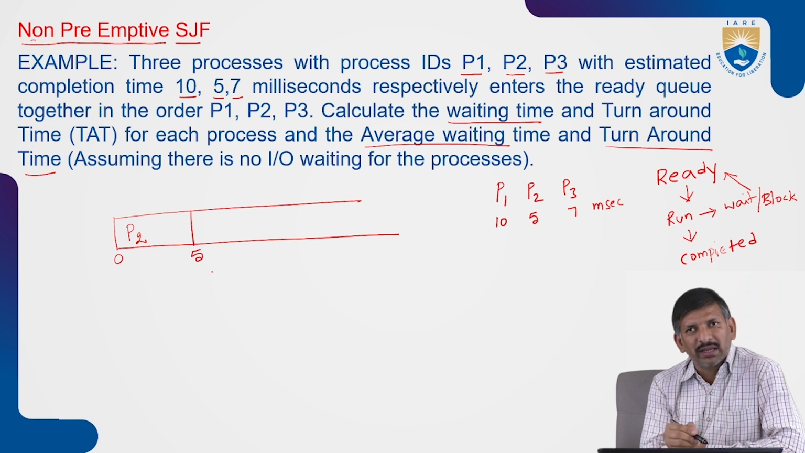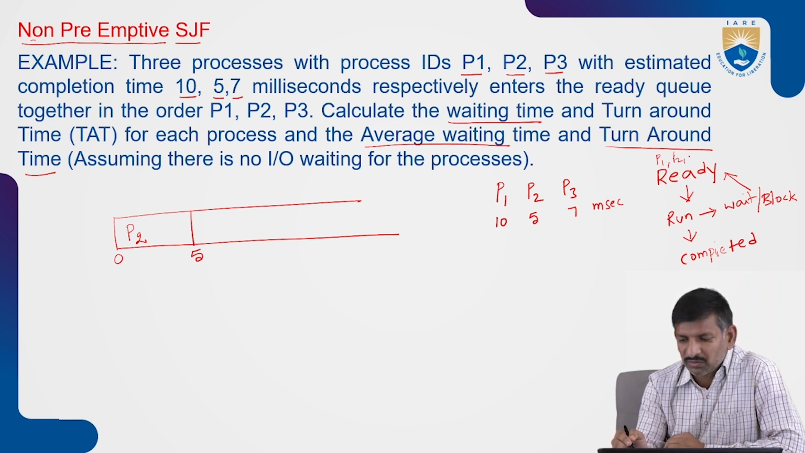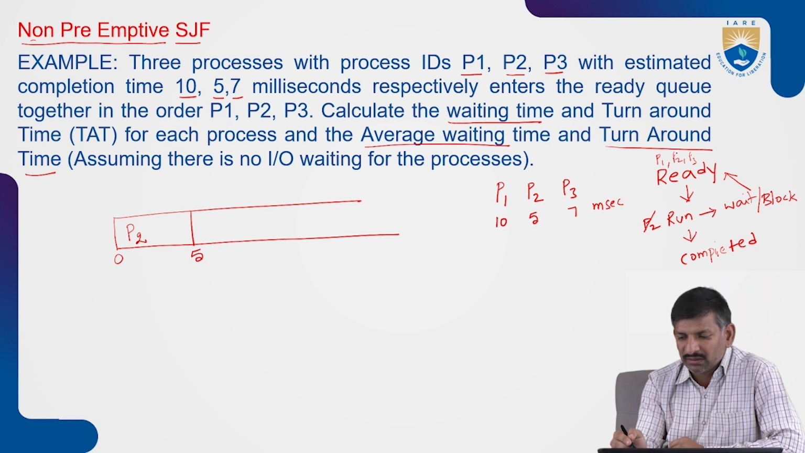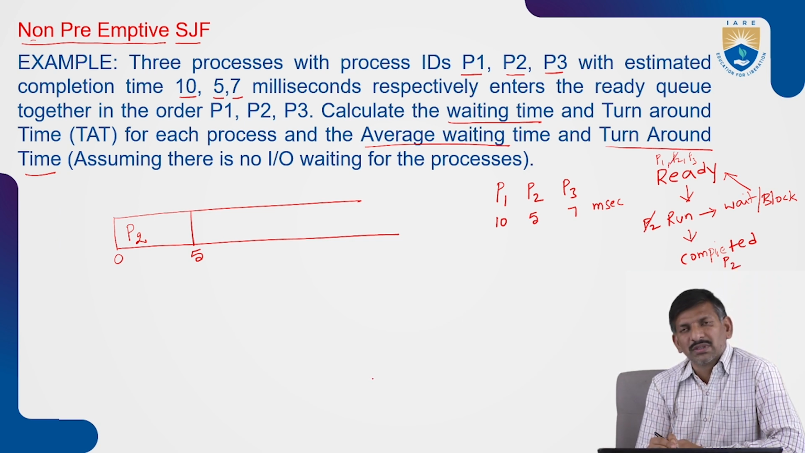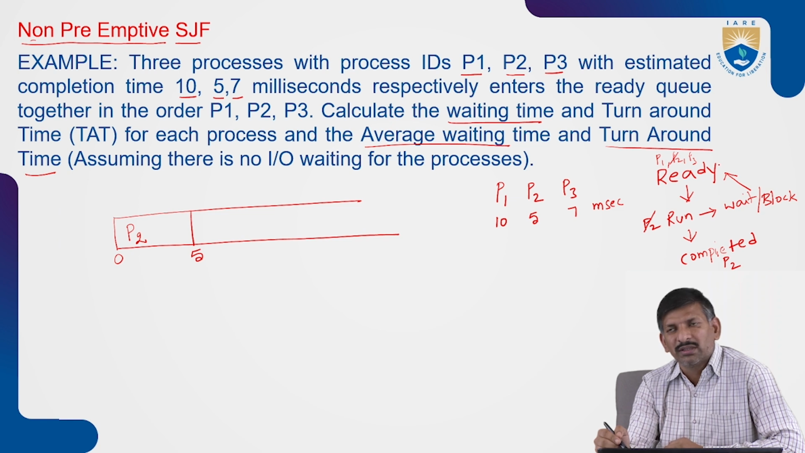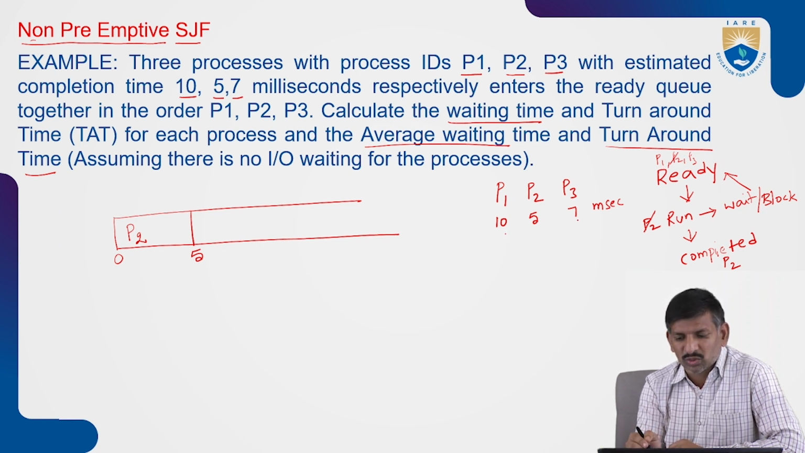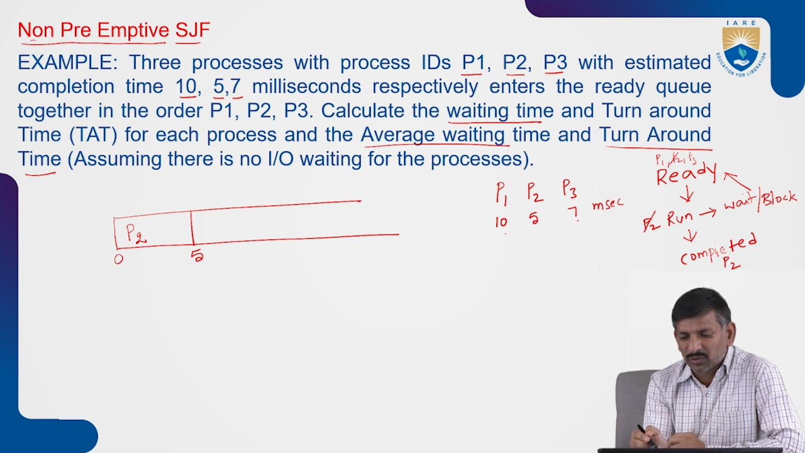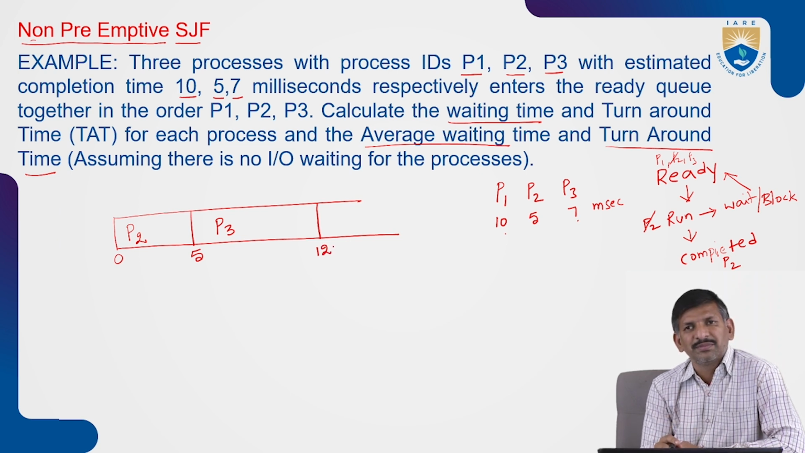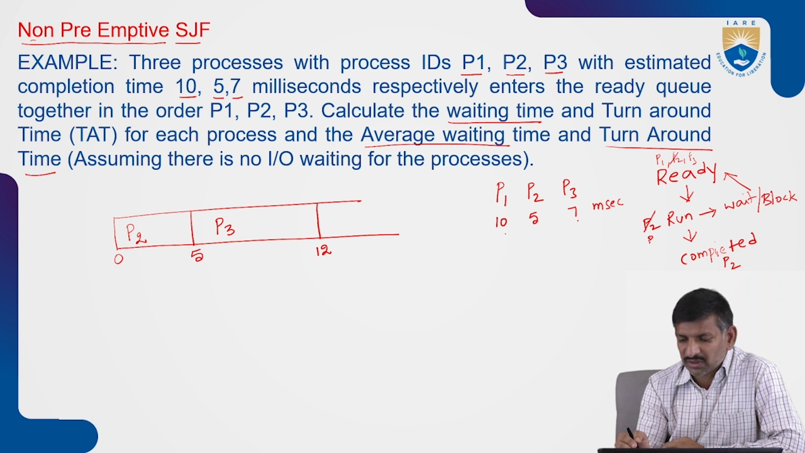After 5 milliseconds, P2 is completed and enters the completed state. At the 5th millisecond, the scheduler again checks the ready state. P1 and P3 are available. Among these two, P3 has less execution time compared with P1. Its execution time is 7 milliseconds, so 5 plus 7, 12 milliseconds on the timeline. P3 comes to the running state, completes, and enters the completed state.